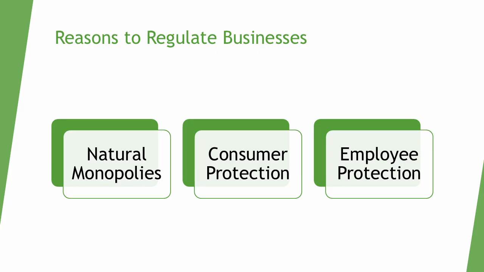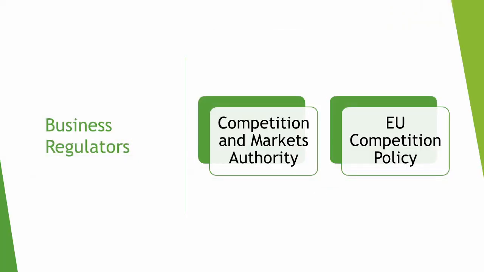Businesses can be regulated to protect employees as laws on minimum wages, working hours, and health and safety are enforced. This would be done so workers are treated fairly and protected from exploitation. The Competition and Markets Authority has the role of promoting competition and preventing anti-competitive behavior.